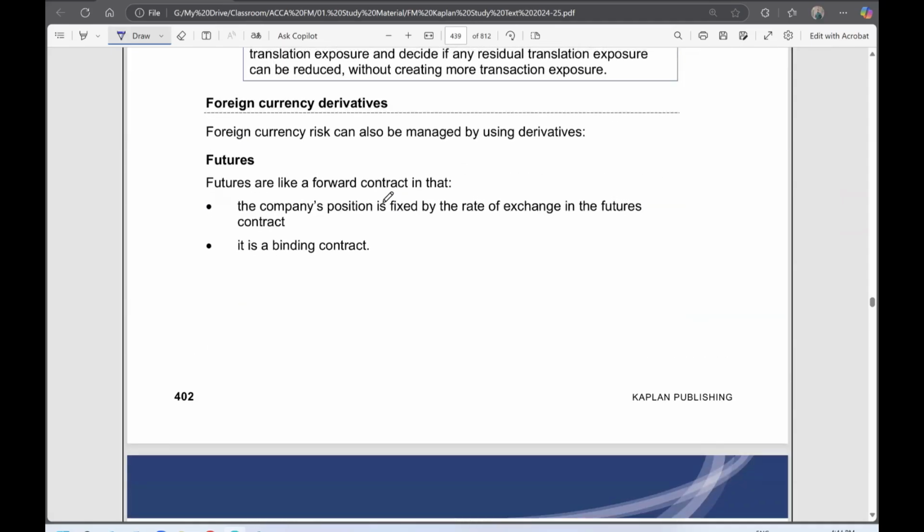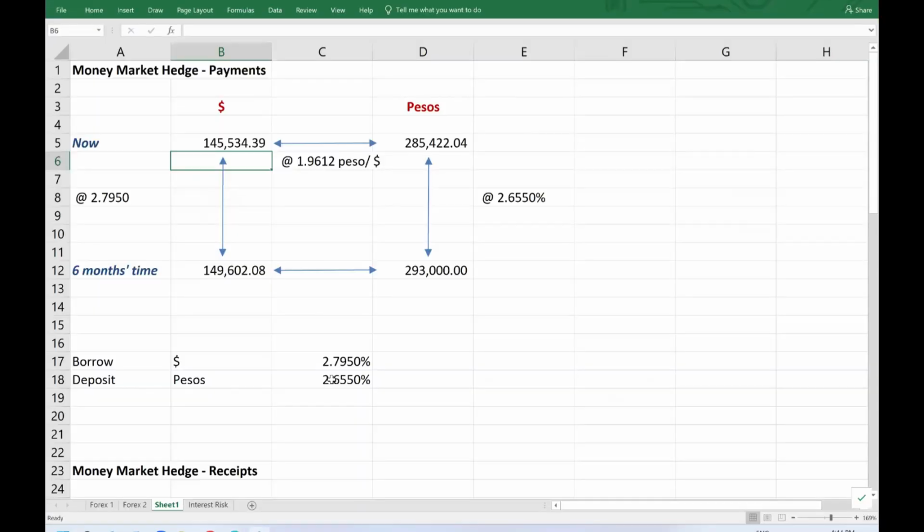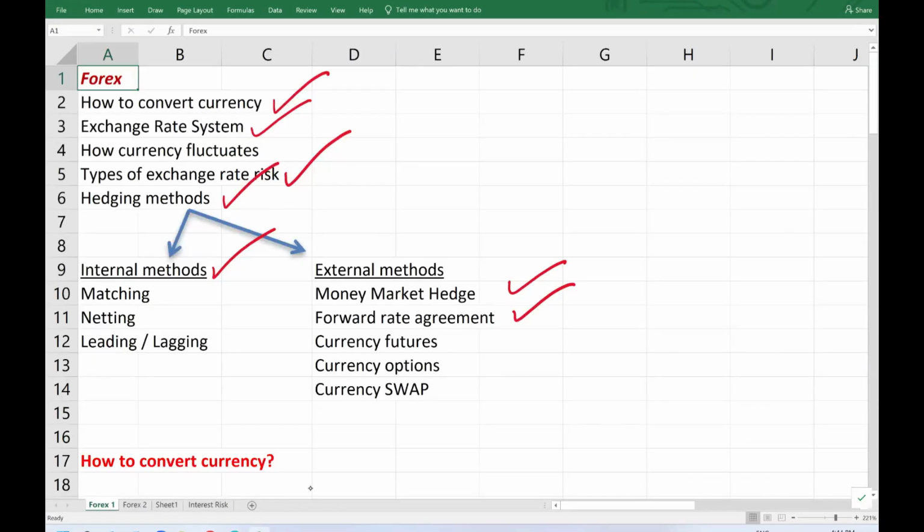Next, we have foreign currency derivatives. In foreign currency derivatives, we will talk about these three things: currency futures, currency options, and currency swaps. Okay, what is a currency future?